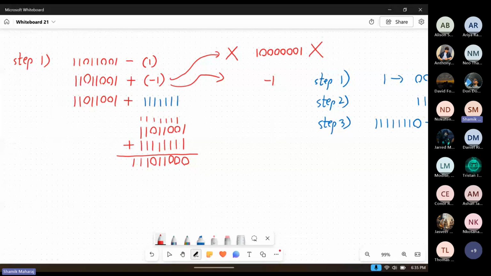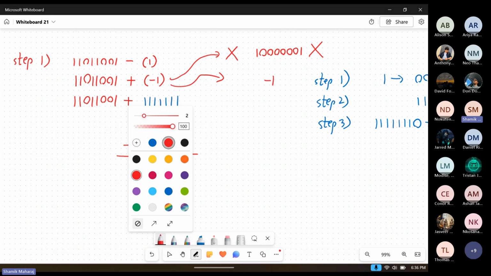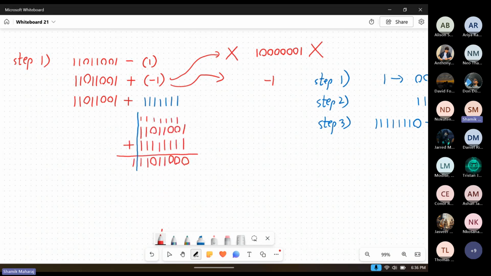And this leads us to our first kind of new thing, which is if we end up with an answer which is longer than 8 bits, right? Because we're dealing with 8-bit binary numbers, the answer at the bottom is 9 bits. So we just simply cut off the last bit, and we don't consider that to be a part of our answer. Okay, so having done that, the answer to step 1 is 110110000.